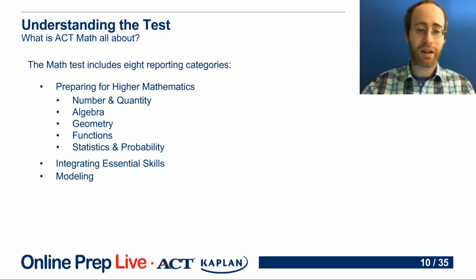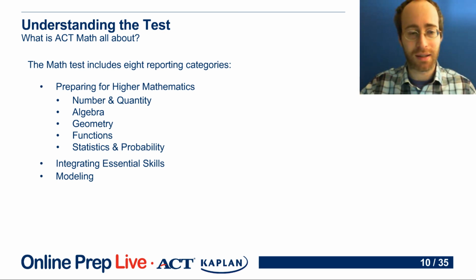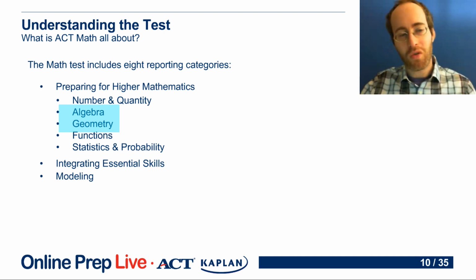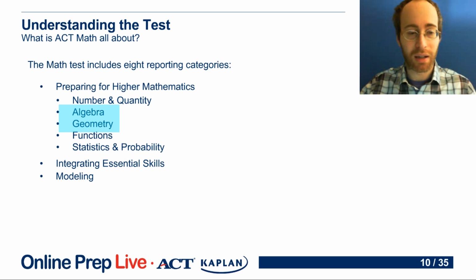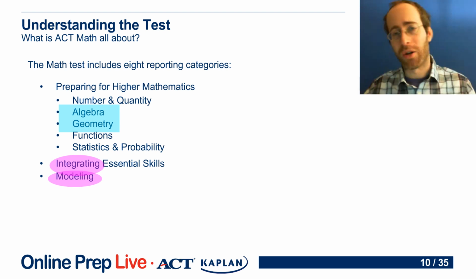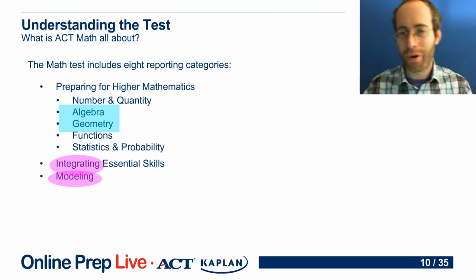I'll show you really quickly here on the screen. These are the topics tested. What it mainly boils down to is Algebra 1, Algebra 2, and Geometry, plus some skills that you maybe more closely associate with science class, so things like modeling or integration of essential skills. That means reading tables and graphs, stuff that you don't have a special class to learn, but are sort of these outside skills that are related to math.